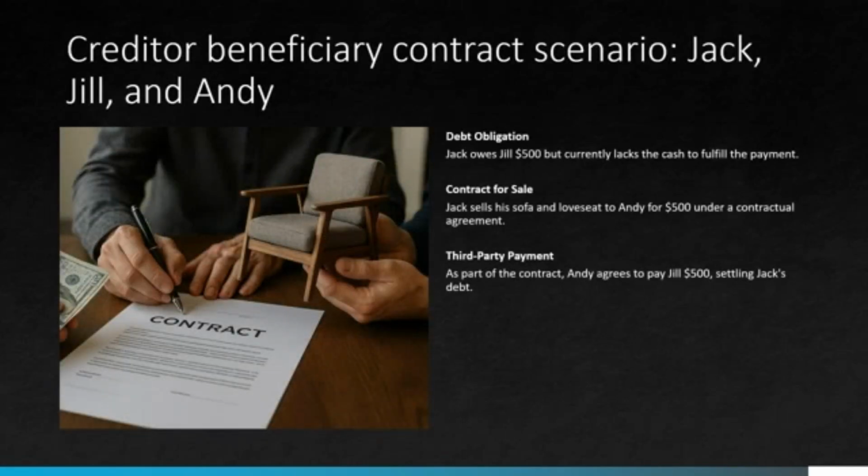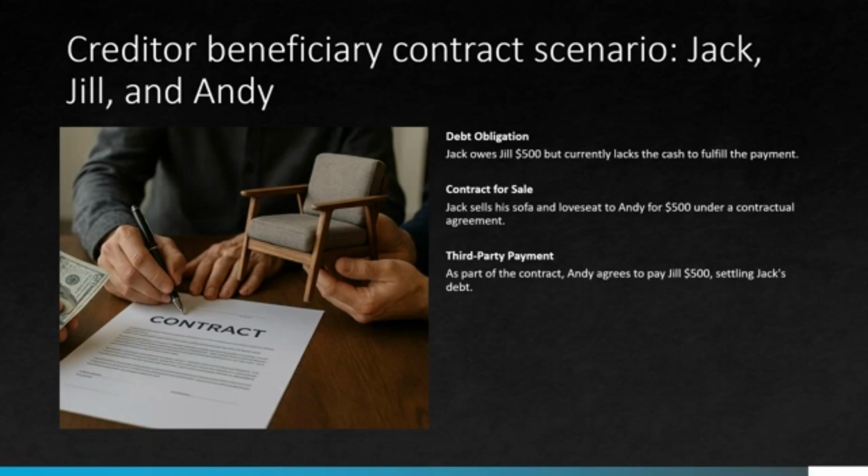We've got Jack, who owes Jill $500, and he doesn't have the cash to pay Jill, but he does have some furniture. So he's entered into a contract to sell his sofa and love seat to his friend Andy for $500. And as part of the contract, at the time they negotiate for the sale of the furniture, and the $500 being the consideration here, Jack tells Andy that he wants the $500 not to come to him, but that Andy would just pay it to Jill.